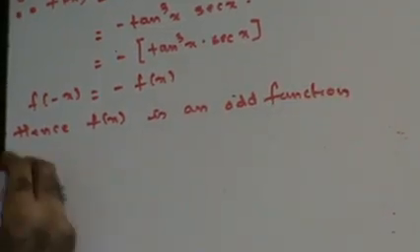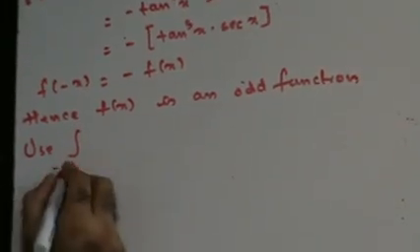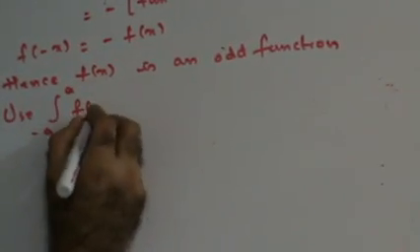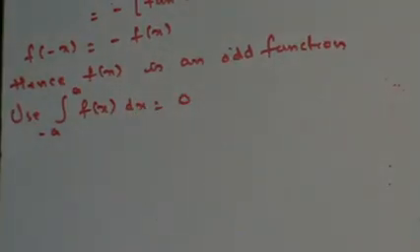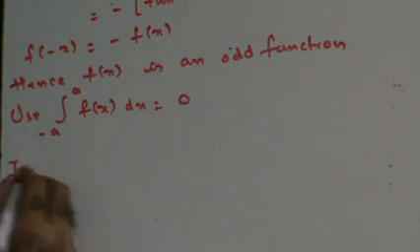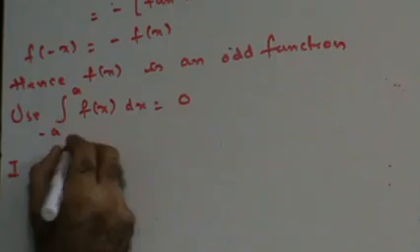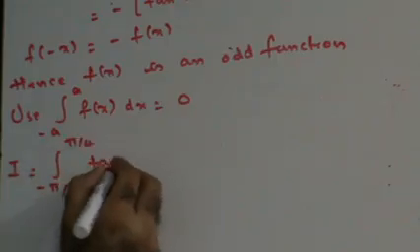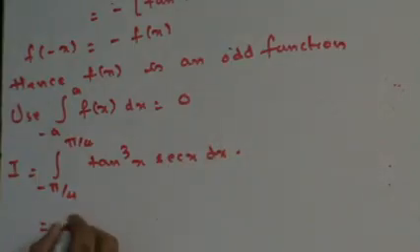Now if it is an odd function, you can use the formula integral of minus a to a f of x dx is nothing but 0, right? So in that case I can therefore say that I is integral of minus pi by 4 to pi by 4 tan cube x sec x dx is equal to 0. Finally we get this in here. Next, let's see the next one, guys.